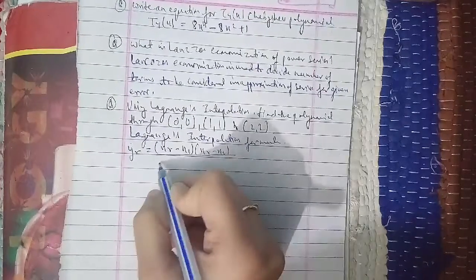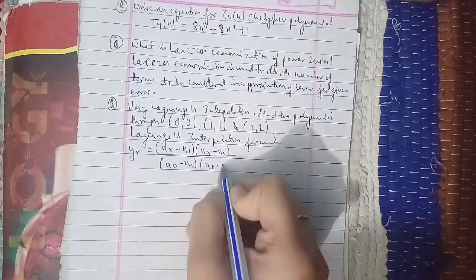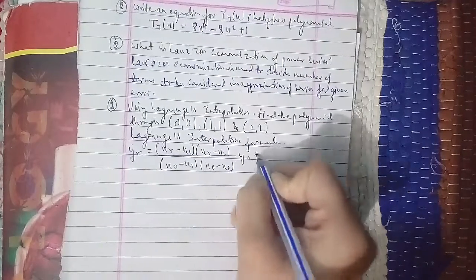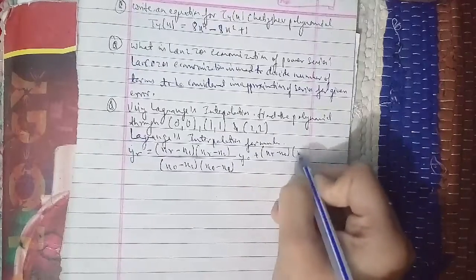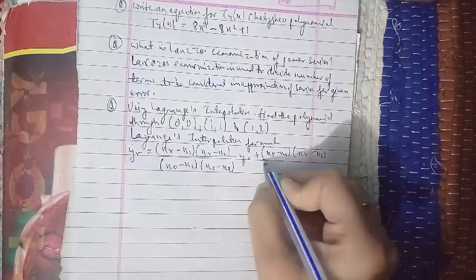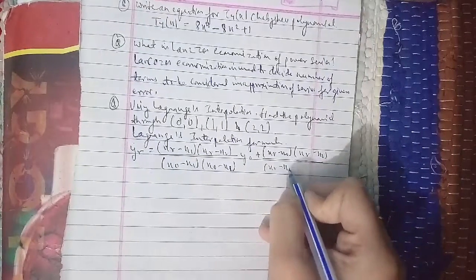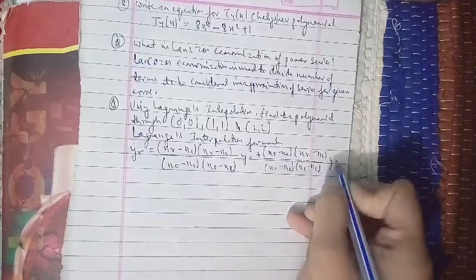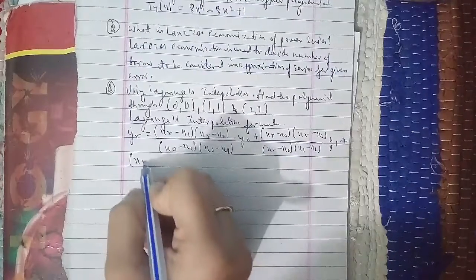So for the same we go ahead and talk about it. So here we go, plus (xr − 0)(xr − 2) upon (1 − 0)(1 − 2) into 1, so that we find out the Lagrangian interpolation and the polynomial through this, and that is what we'll have to discuss here.